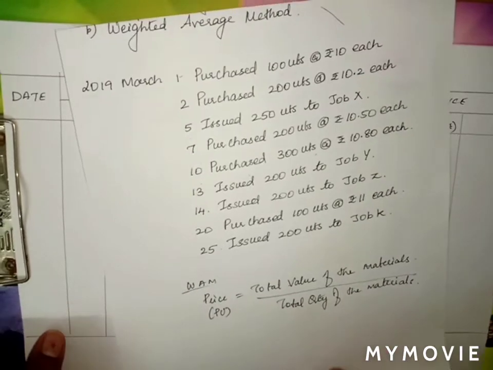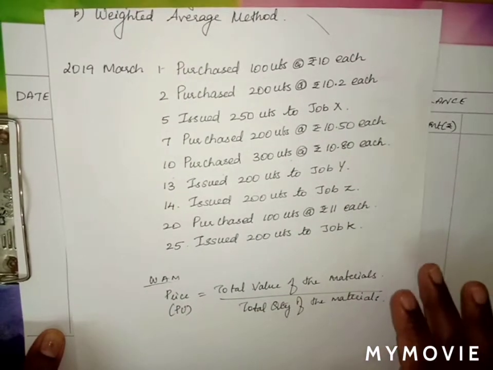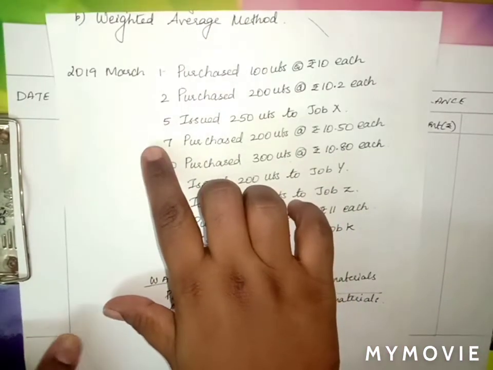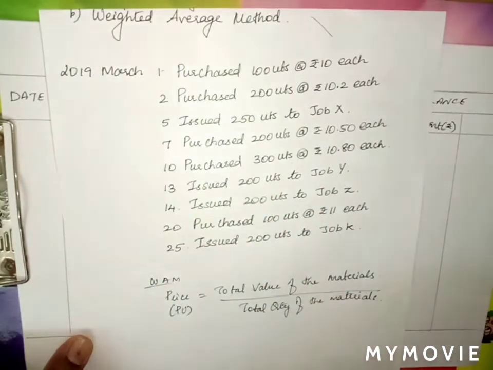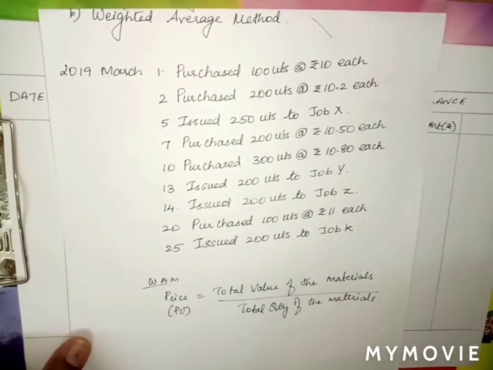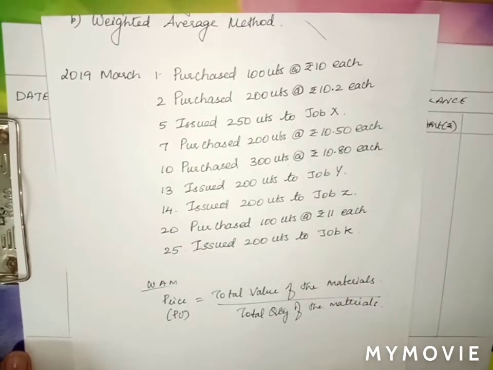Here I have taken a small example which gives the details of the month of March. With this problem we'll see how a store's ledger will be prepared according to the weighted average method.